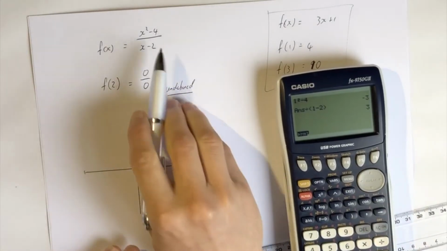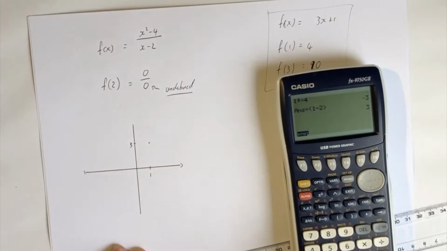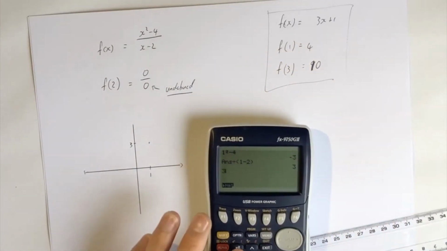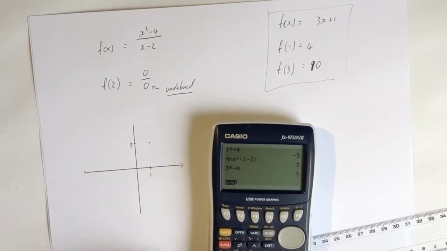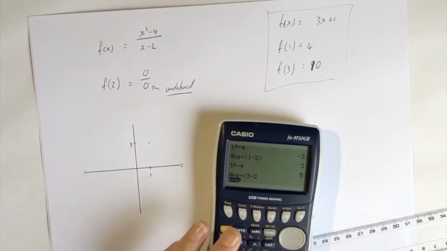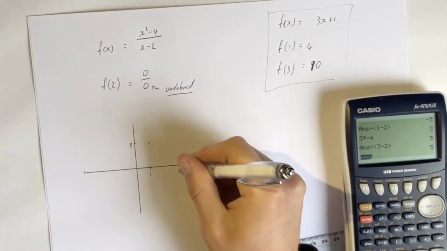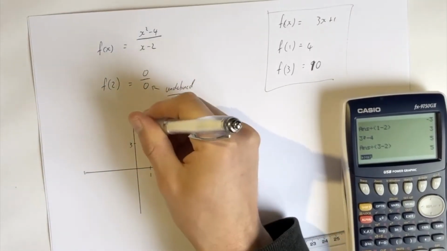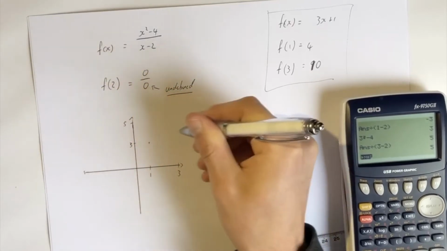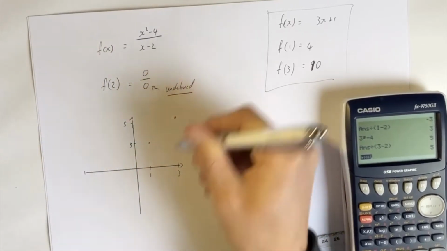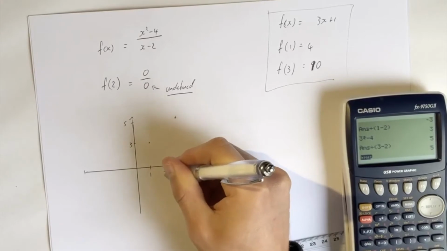And let's have a look if we're 1 away from 2 on the other side. So let's have a look at what happens when we're at 3. We'll get 3 squared minus 4, 5, divided by 3 minus 2, 1. So when we're at 3, we're at 5 up here. But we want to know what's happening at 2.